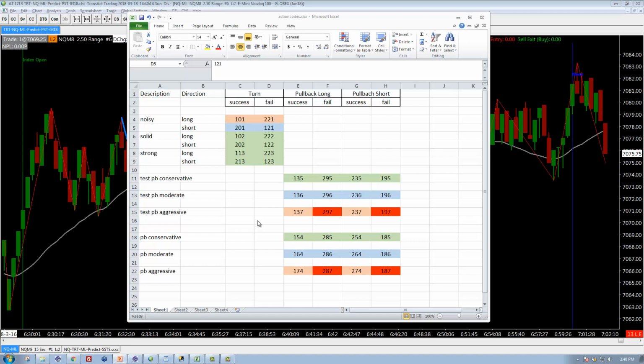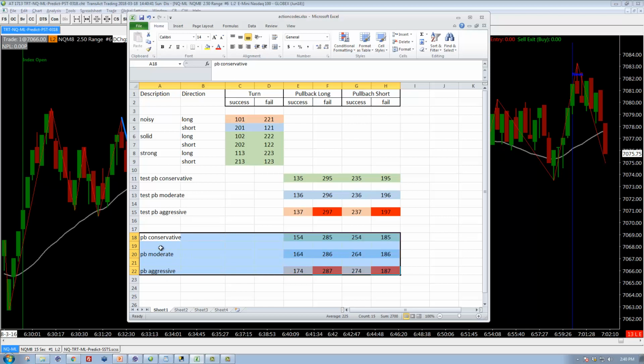All right, so for the turns then, we have these cases. We've got noisy, long or short, success or failure, kind of the solid turn, success or failure, and then the strong turn, success or failure. If we look at the bottom case here, we're going to come back to this middle one in just a minute. So for right now, we're going to go to the bottom case.